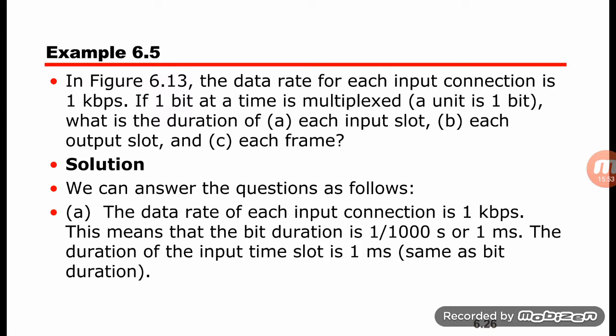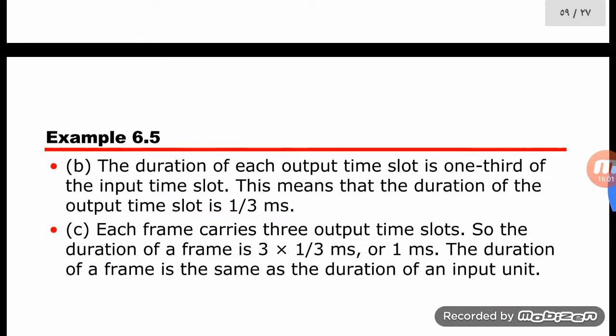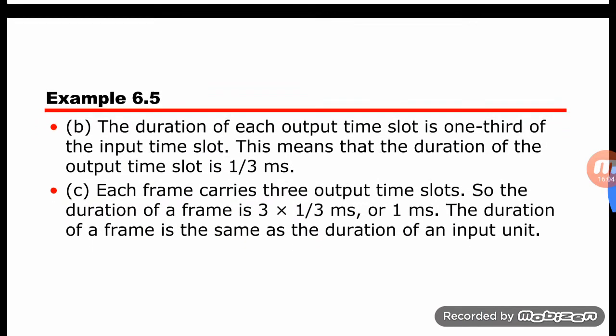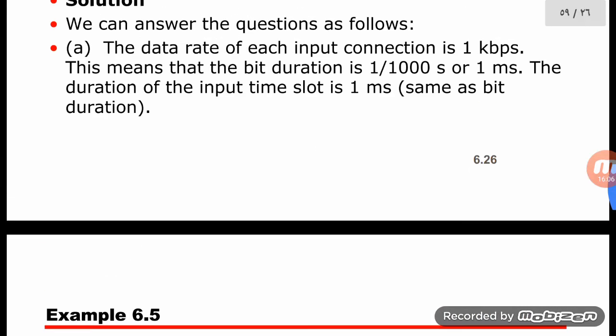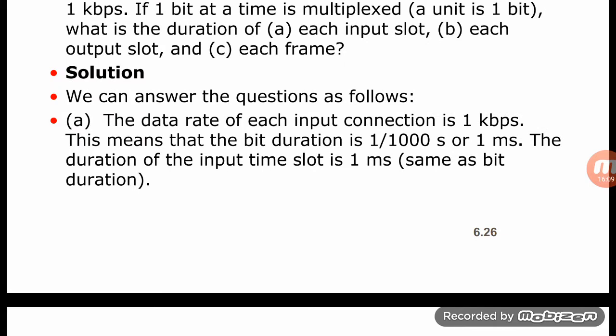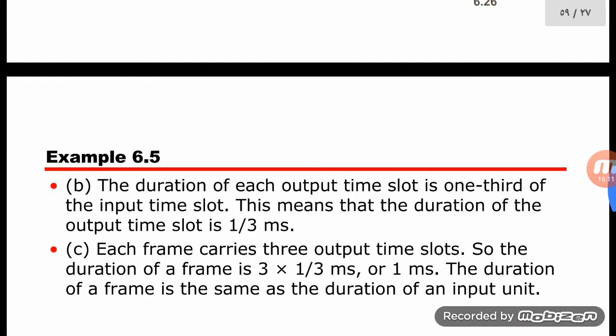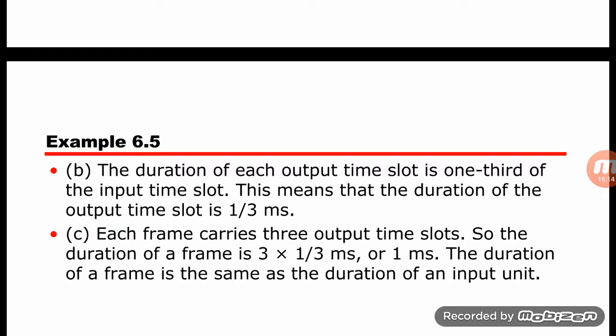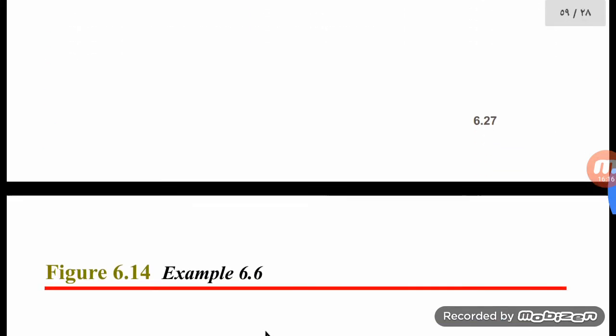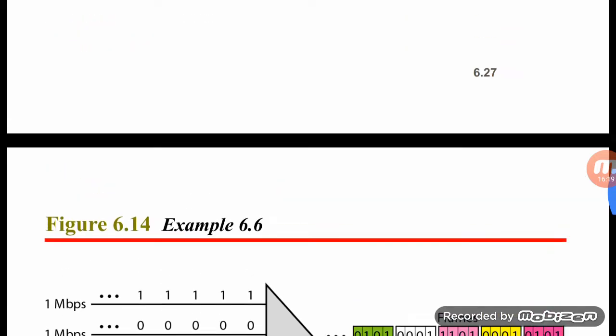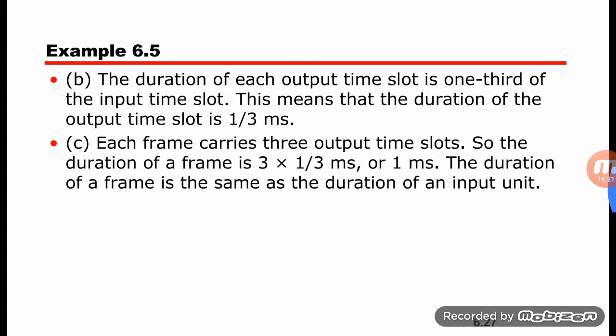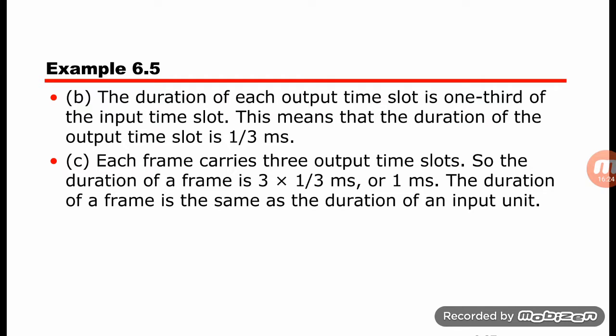So frame rate is the same as input bit rate. The only thing is the unit. This is 1 kilobits per second, so the frame rate will be 1 kilo frames per second. So this is equal to 1 kilo frames per second.